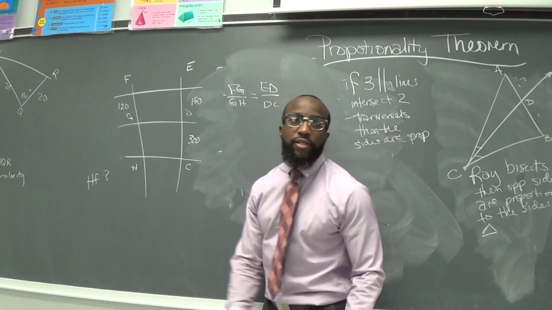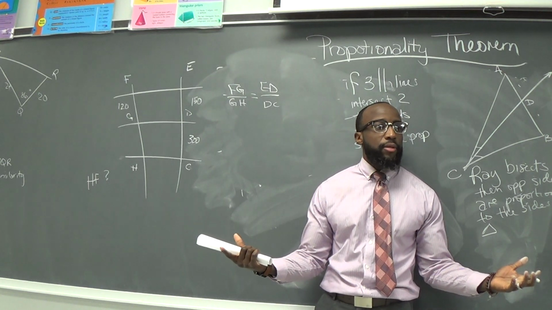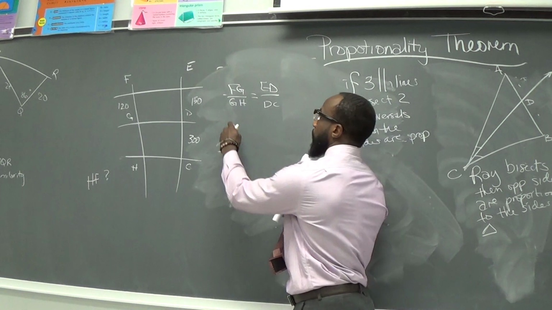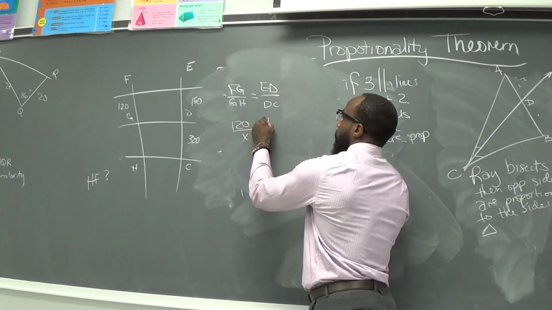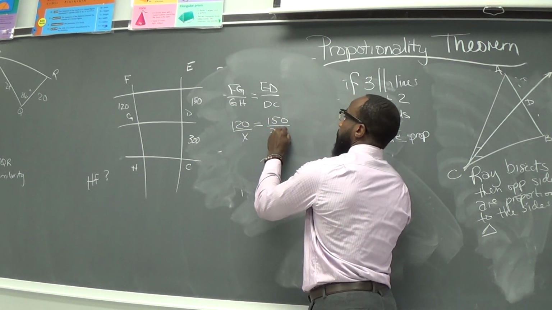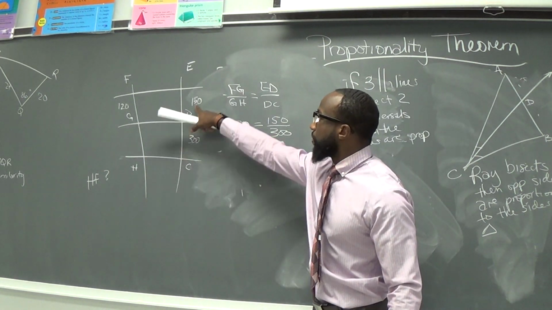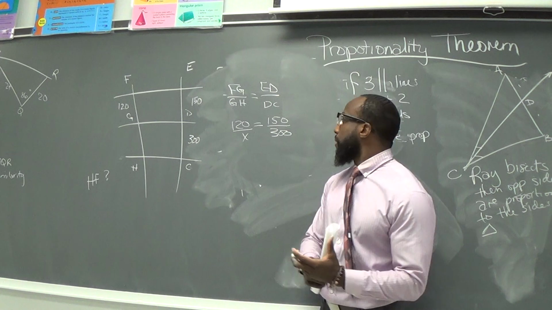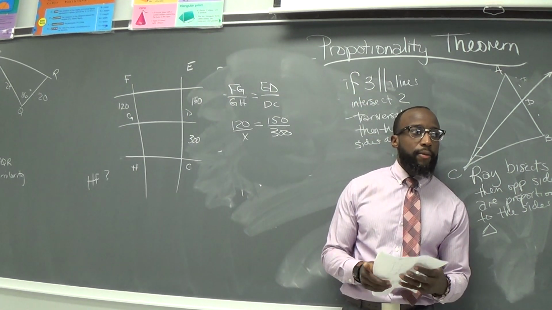We need to find HF though. So let's work this out. Alright, let's make up, so what's our numbers? 120 over X, 150 over 300. What's that by the D? By the D, this? 150. Oh, yeah. Alright, so cross multiply. 120 times 300 is what?